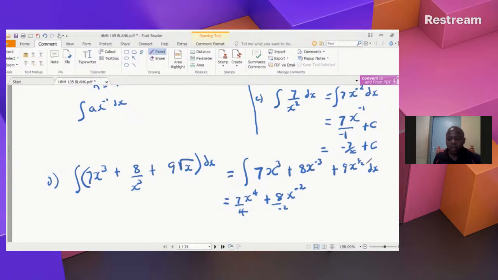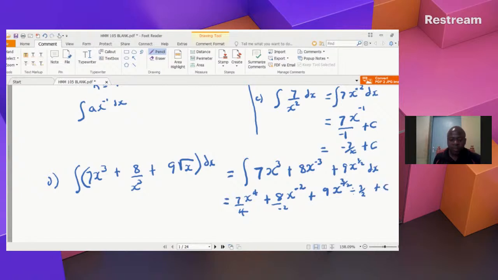Then 1 added to a half, I would have 9x raised to 3 out of 2. A half plus 1 is 3 out of 2. And then divide this by 3 out of 2. Then add a constant of integration.